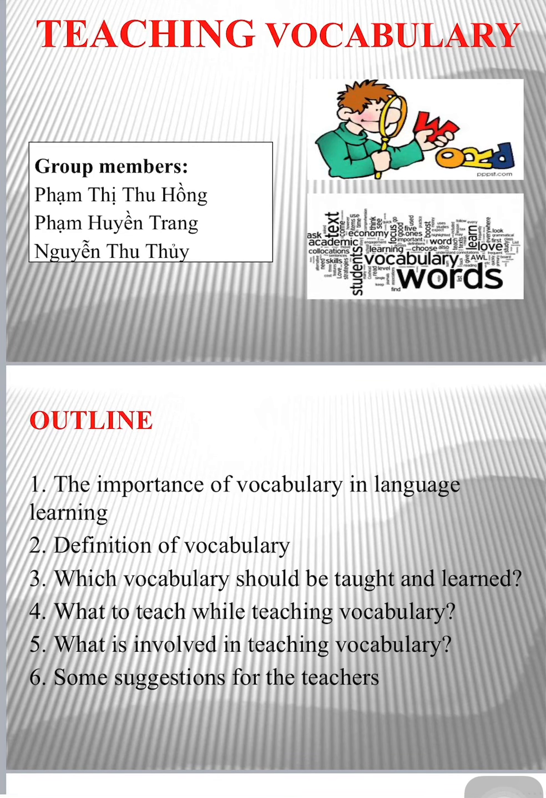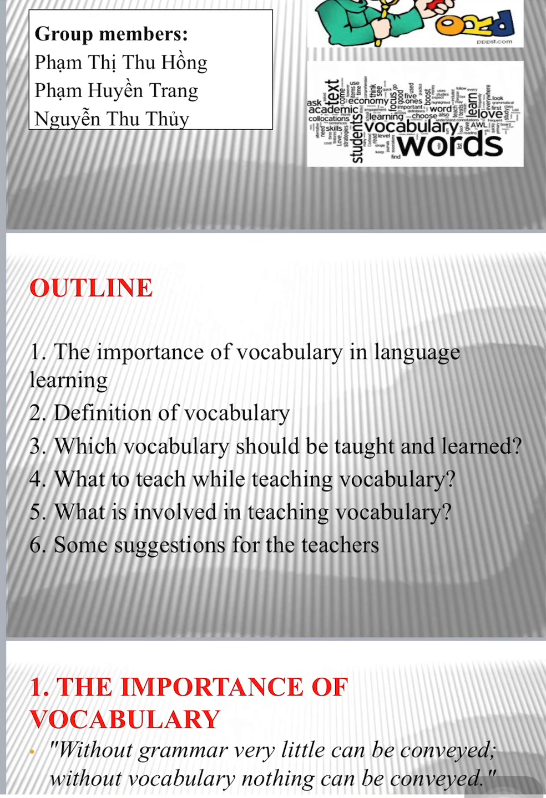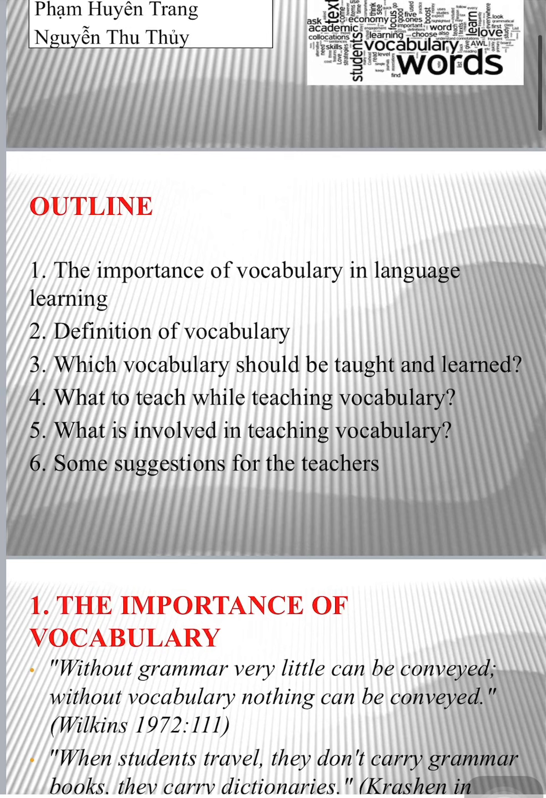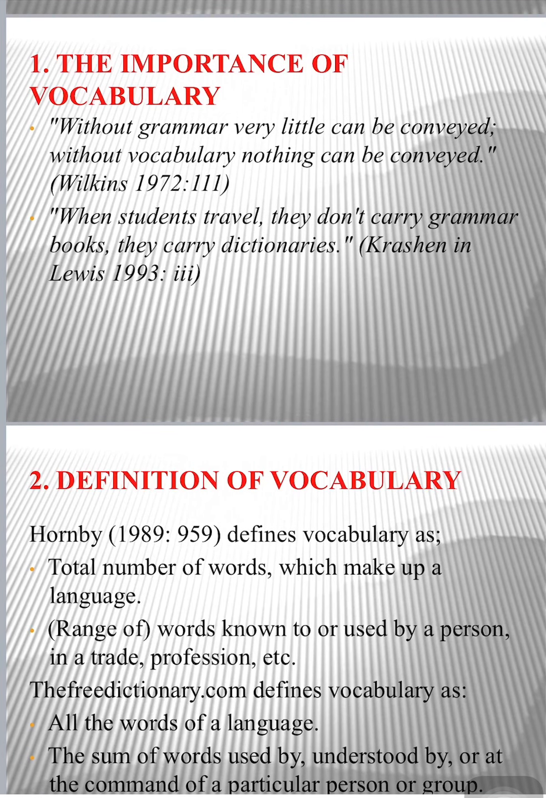The first is our outline, and we have six parts in this. Number one, the importance of vocabulary in language learning. Number two, definition of vocabulary. Number three, which vocabulary should be taught and learned. Number four, what to teach, why teaching vocabulary. Number five, what is involved in teaching vocabulary. And the last, some suggestions for the teachers. Now we are going to move to the first part, the importance of vocabulary.